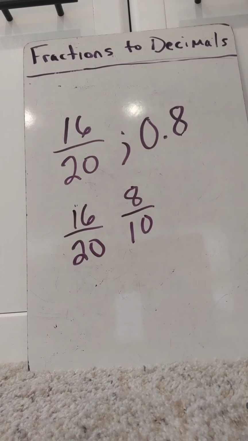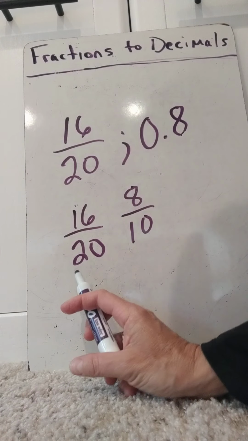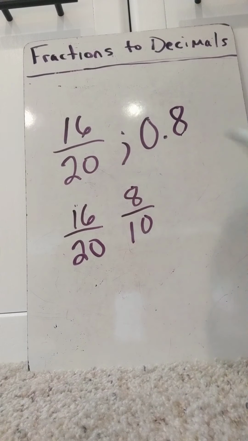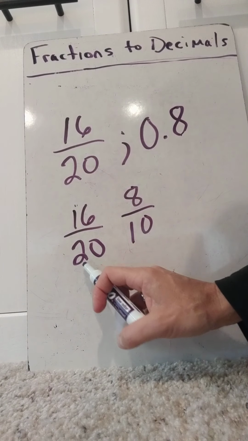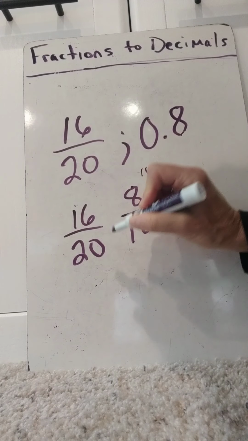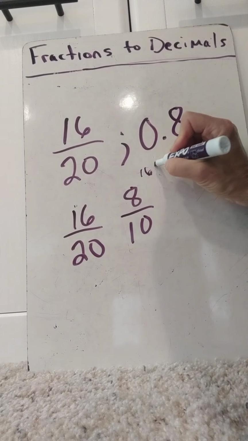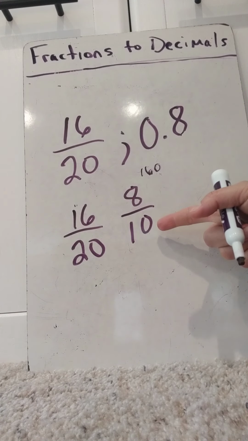Okay, right. Now I'm going to do my cross multiplying again, okay? Remember, you start at the denominator and you multiply diagonally. 20 times 8 is what? Well, I know I can do my basic fact here. I know 2 times 8 is 16, right? And then you just add in that 0. It's 160.